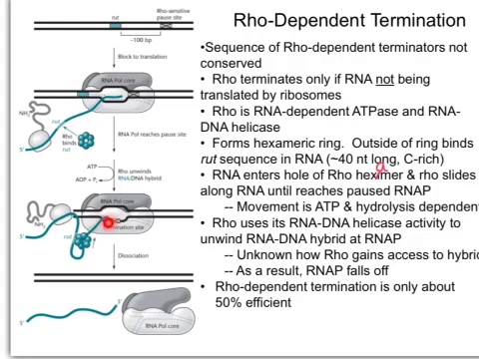So this termination site is what causes RNA polymerase to pause, but it's Rho, which comes in through a RUT site, that destabilizes the RNA-DNA complex, causing the DNA and RNA to disassociate and RNA polymerase to fall off. So Rho-dependent termination is only about 50% efficient, and it appears that factor-independent termination is probably more common than Rho-dependent termination.